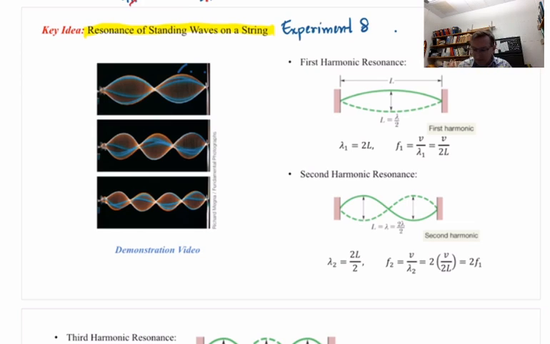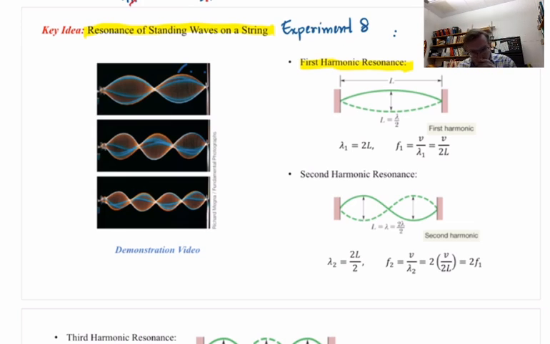So now I have some schematic pictures. And the first one shows, again, don't worry about how you drive this. It shows the string fixed at 2 ends. It's got some distance L, so some length L between the 2 ends. And it's showing you what's called the first harmonic resonance. This is the lowest driving frequency that will create a large standing wave on the string.